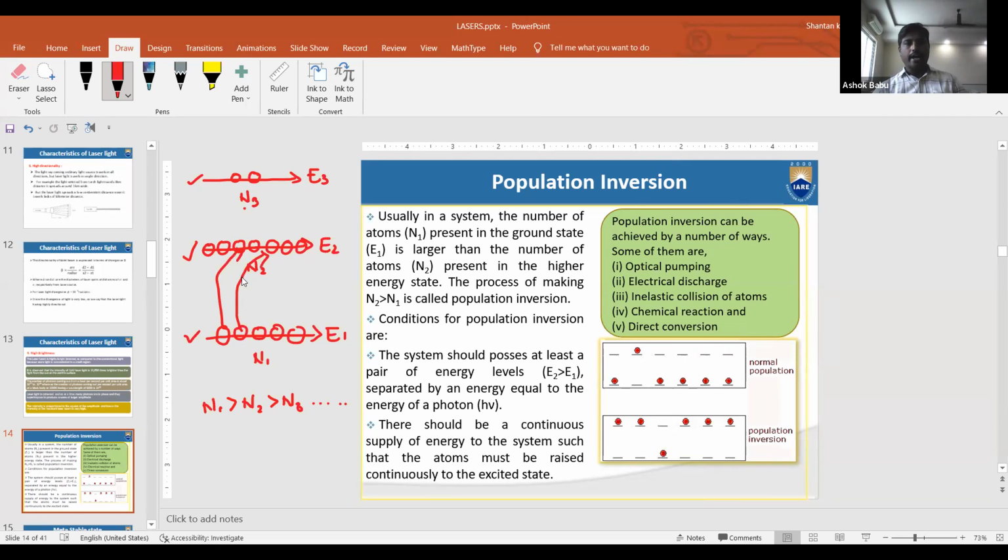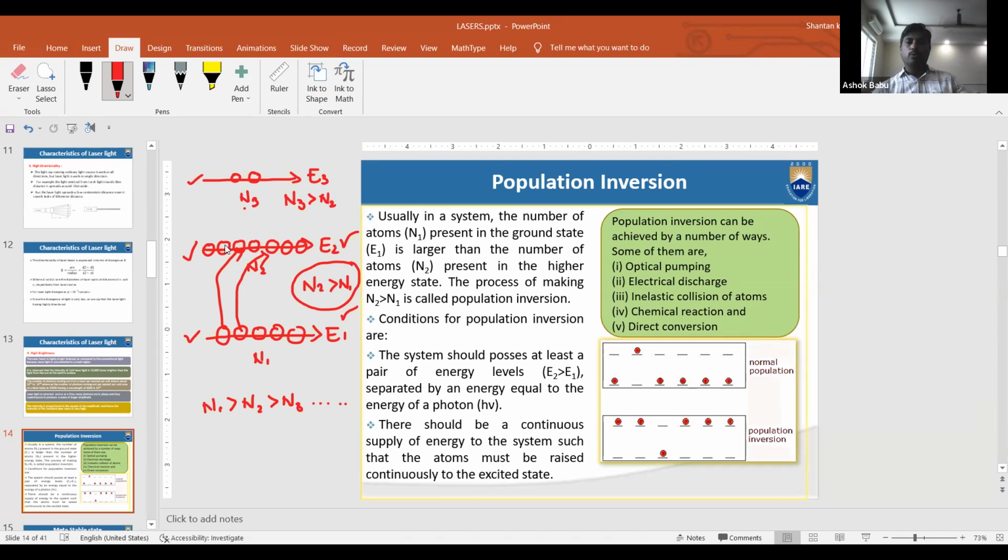By sending the atoms from the ground state to the higher energy state, we achieve population inversion. It means the number of atoms in the excited state is greater than in the lower energy state, and this is called population inversion. N2 is greater than N1, or N3 is greater than N2 or N1. That is achieved with the pumping mechanism.